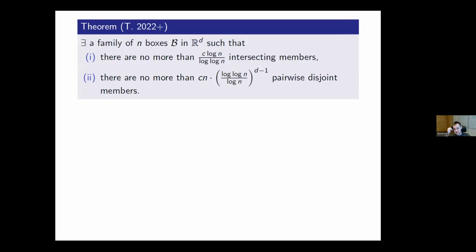Actually, all of these results follow from the following theorem after some slight modification. I prove that there exists a family of boxes in R^d such that there are no more than a constant times log n intersecting members in it, and there are no more than a constant times n (log n)^(d-1) pairwise disjoint members. So in terms of the intersection graph, I show that you can find an intersection graph of n boxes with clique number roughly logarithmic and independence number roughly n times (log n)^(-(d-1)).